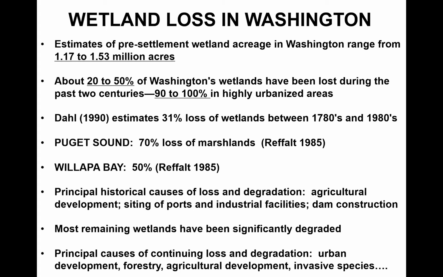The principal historical causes of loss and degradation would be ag development, siting of ports and industrial facilities, and dam construction. And then, unfortunately, most remaining wetlands have been significantly degraded. The principal causes of continuing loss and degradation include urban development, forestry, ag development, and now, importantly, invasive species.